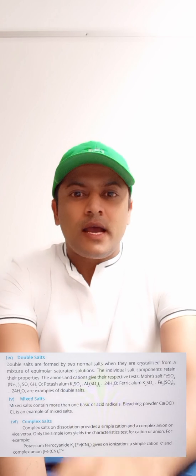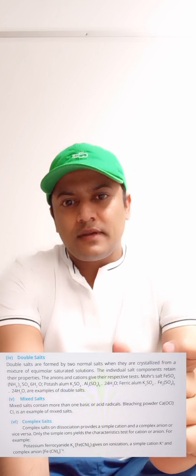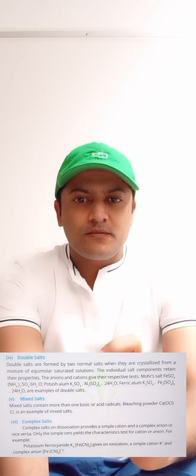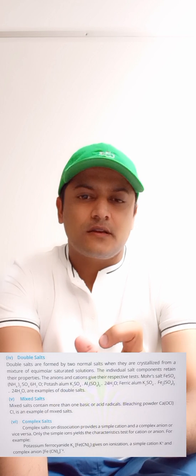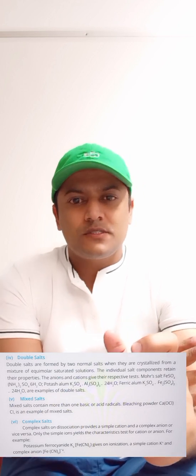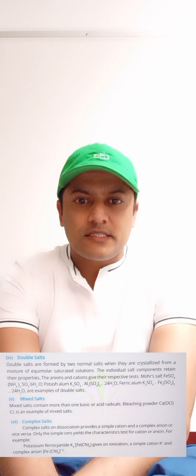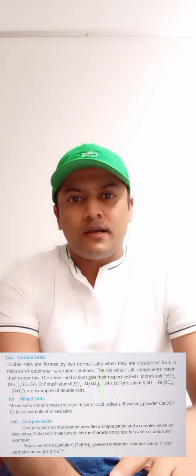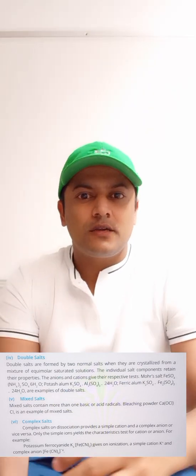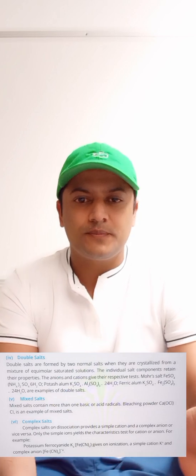So here the positive and the negative species will have their respective tests. Negative species will give their own test, positive species will give their own test, as their individual characters will be retained, they will not destroy each other.